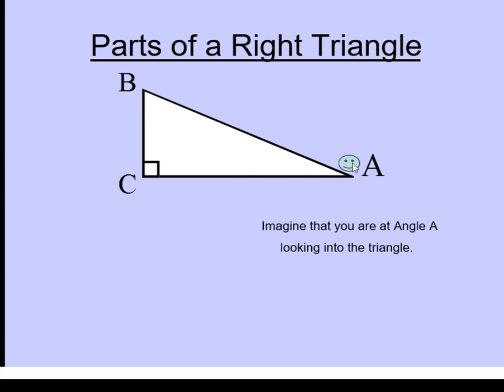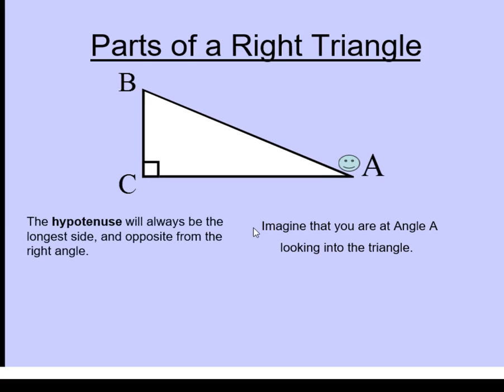Now, let's say we're concerned with this angle, angle A. The hypotenuse is always going to be across from C because that's the biggest angle. If the three angles add up to 180 and this one's 90, well then B and A added together have to be 90. So that means that B or A could not be 90. So C is the biggest angle, and across from it, opposite of it, will be the hypotenuse. That's the name we're given to the longest side of a right triangle.